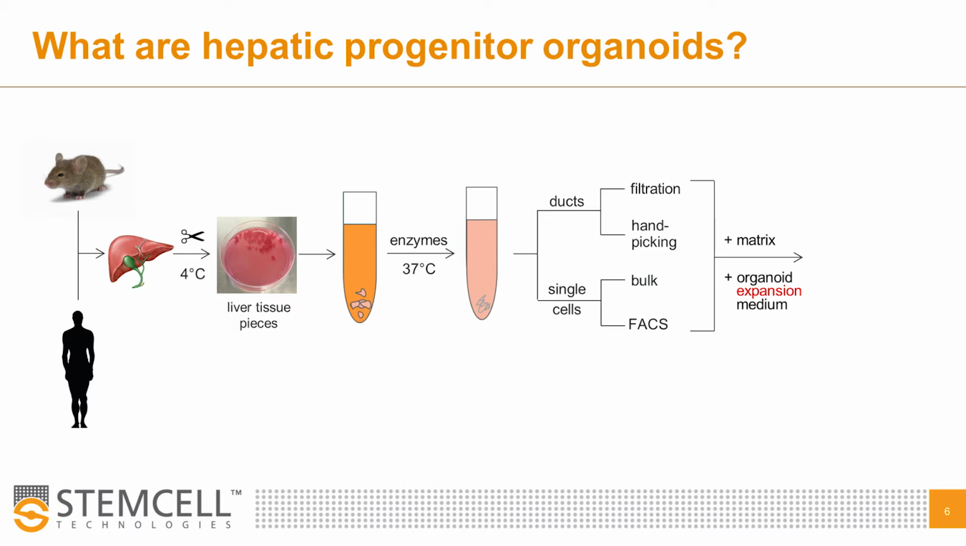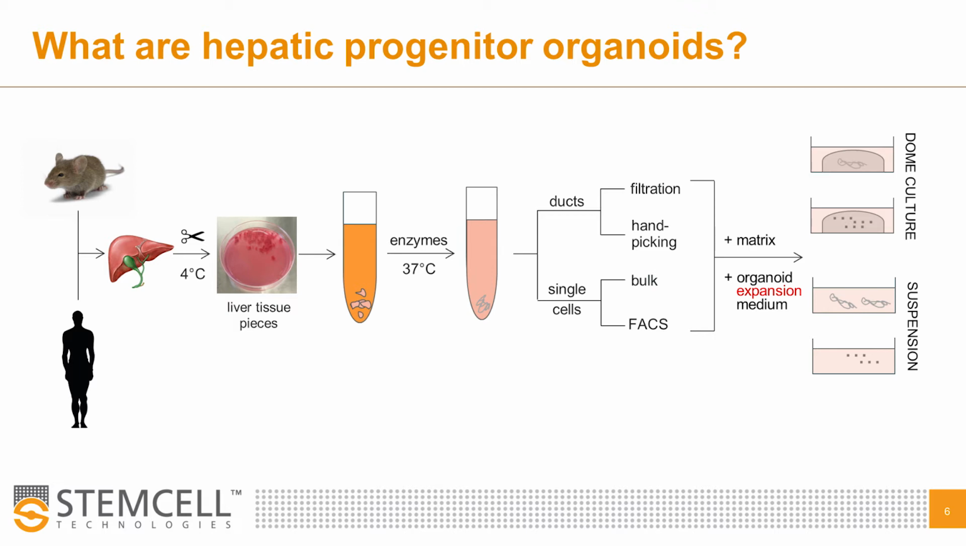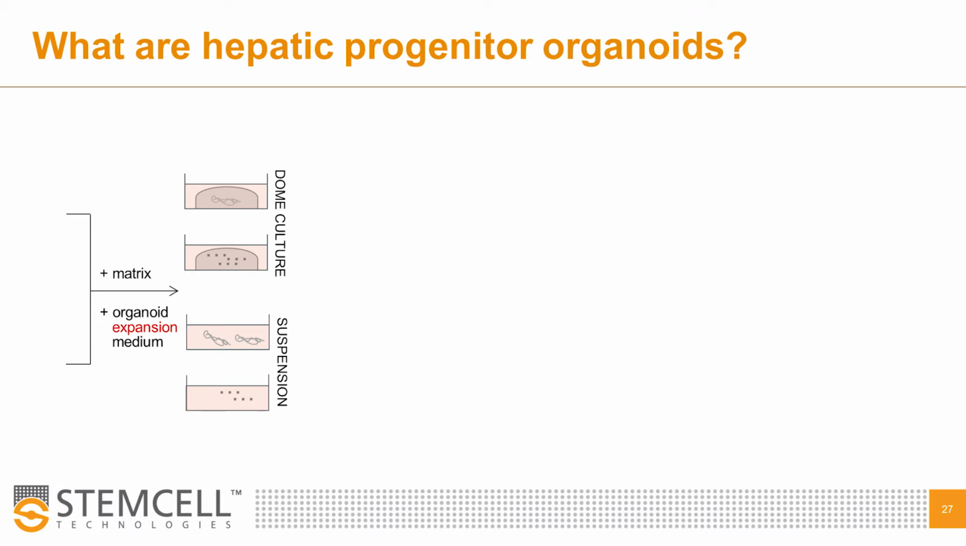When embedding the ducts or single cells in 100% Matrigel and plating them as domes, the extracellular matrix gels and the wells can then be flooded with the organoid expansion medium. Alternatively, the isolated ducts or single cells can be mixed into a suspension culture containing only 10% Matrigel diluted in the organoid expansion medium. We have developed this suspension culture as a method to quickly generate a large liver organoid biomass, since plating of these suspension cultures is easier to adapt to a high throughput workflow and also doesn't require medium changes between passages.